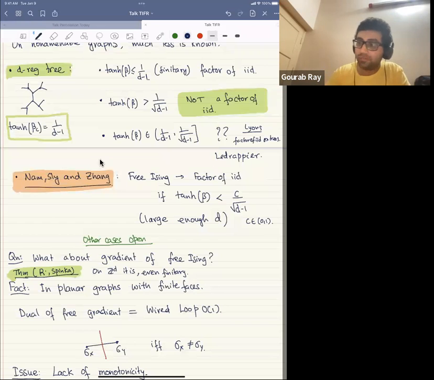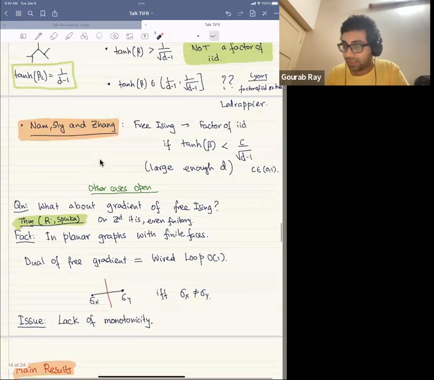Okay, so let me mention a very recent result of Nam, Sly, and Zhang. It says that free Ising is related to this question. Actually, they prove that this is a factor of IID, but this only works for large enough D, and there's also this constant here. So if you're away from this range, then this question is still open, and it's a very simple model. It's an Ising model on a tree. So even in this simple situation, you can see there are open questions. So it's a very nuanced thing.